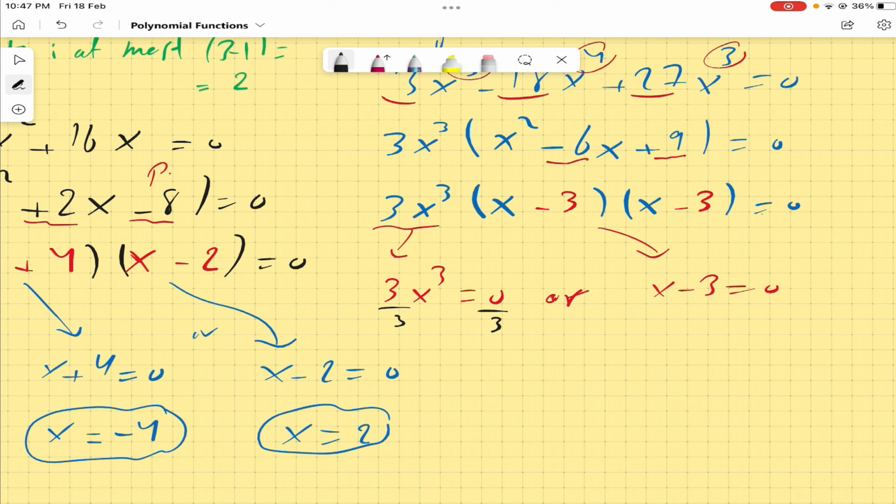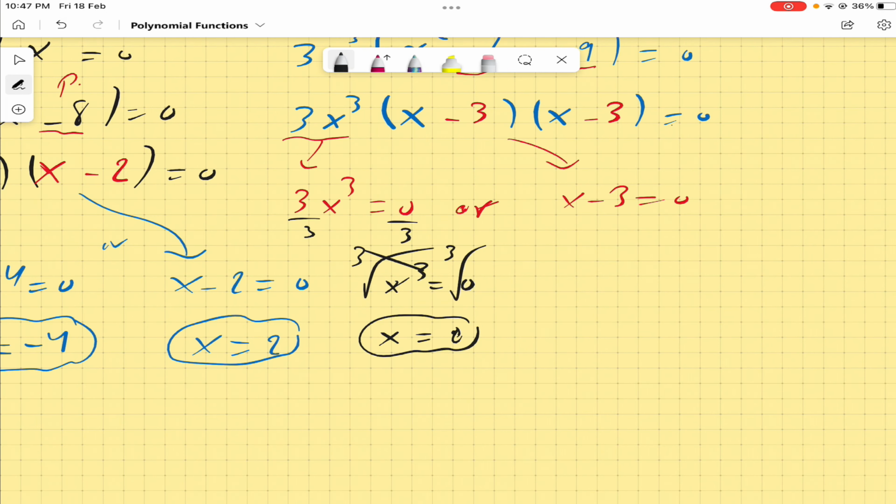Divide by 3, we're gonna get x³ equal to 0. To get rid of the power 3, we do cubic root, then x equals 0. The other one, x equals 3.